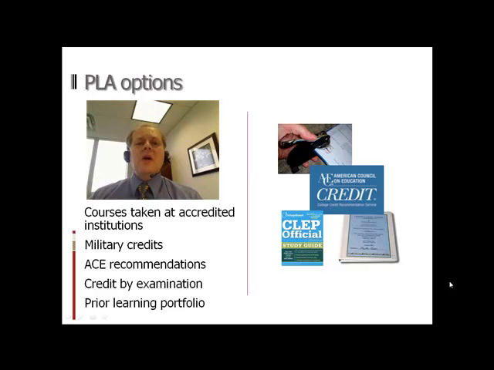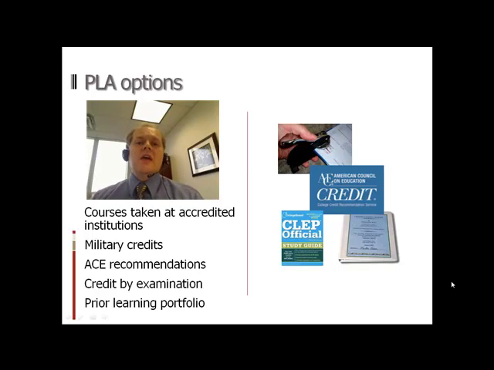Also, the American Council on Education, or ACE, has recommended thousands of industry training courses and military training and certification, professional certifications, and other types of courses, and has recommended college units for those courses. And Sullivan University follows the ACE recommendations. So you'll find out a little bit more about that in the lesson itself.